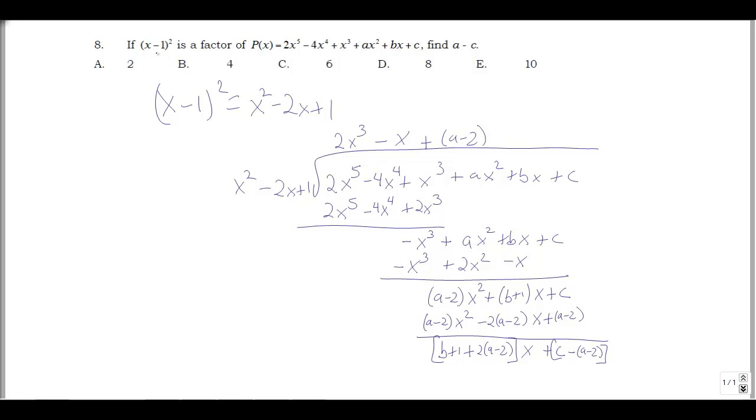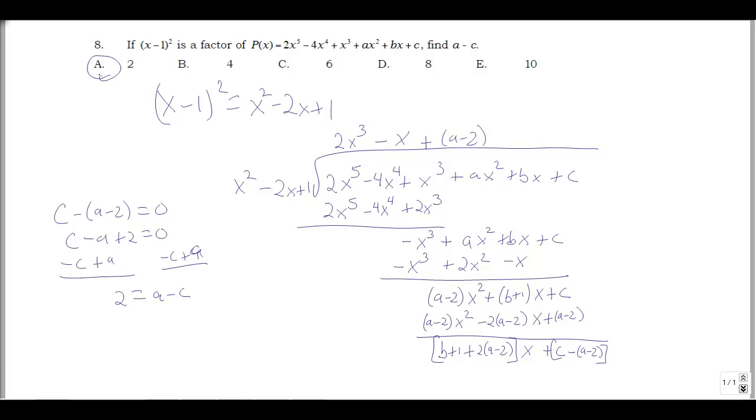For (x minus 1) squared to be a factor here, I need this remainder to be 0. That means the coefficient of x has to be 0, and the constant term also has to be 0. I'm going to focus on the constant term because it'll give us what we need. So c minus a minus 2 is 0. Let's distribute that negative: c minus a plus 2 is 0. Now I can subtract the c and add the a to both sides, and I'm left with 2 equals a minus c. That's what we were looking for. So our answer is 2. And this isn't so bad.